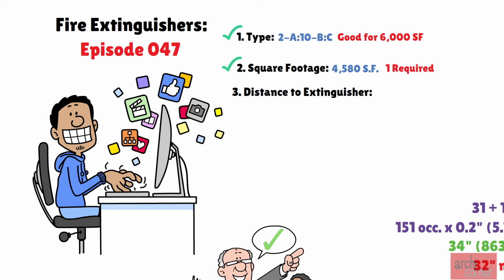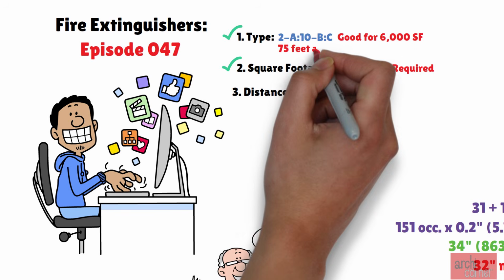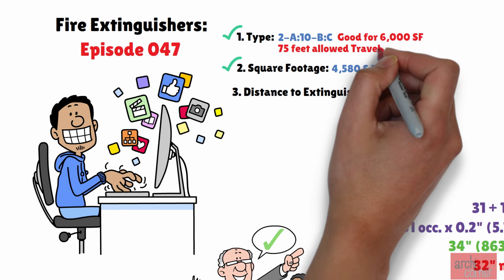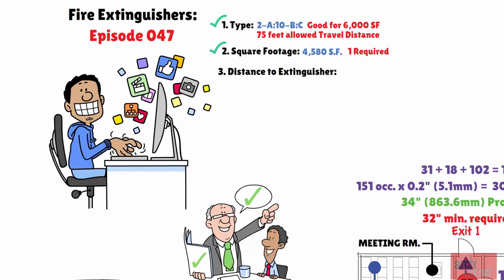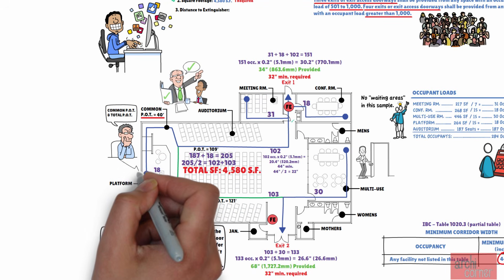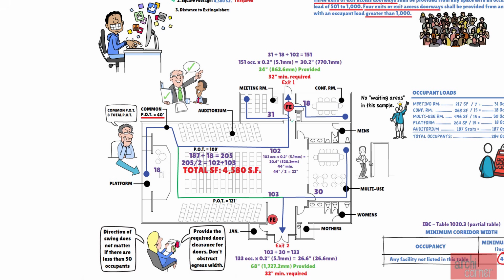Last but not least, a 2A 10B C fire extinguisher is allowed a maximum travel distance of 75 feet for a Class A fire. After measuring various distances, we find that this point is too far from either of the fire extinguishers. It is actually the same distance as the path of travel we noted earlier. It is 109 feet away. To correct this, we can relocate the fire extinguisher to this location. That will fix this problem. And now we check our distances again.